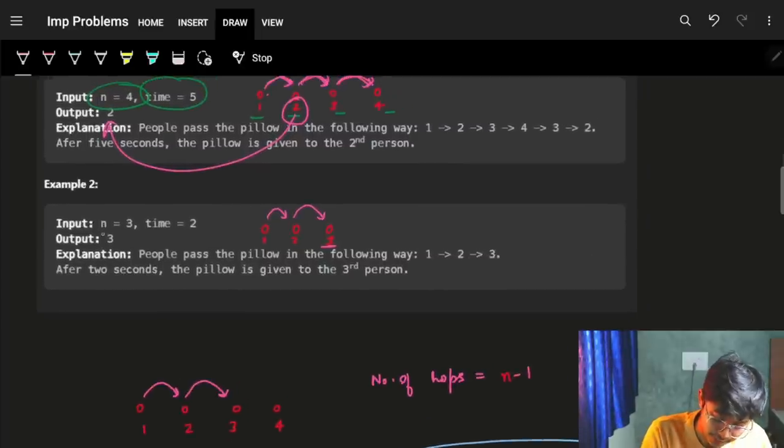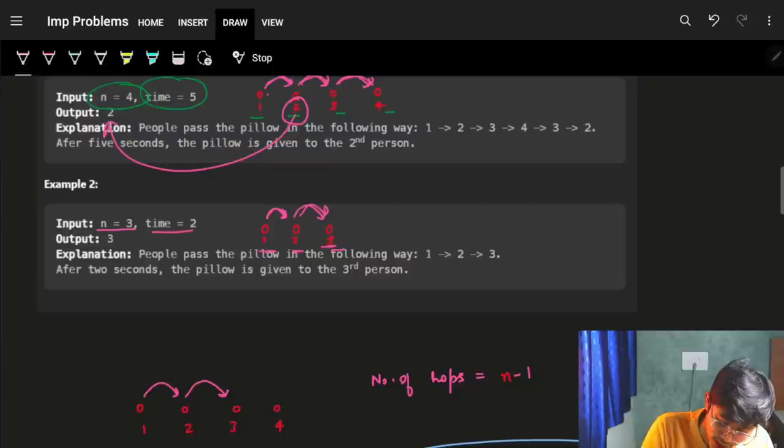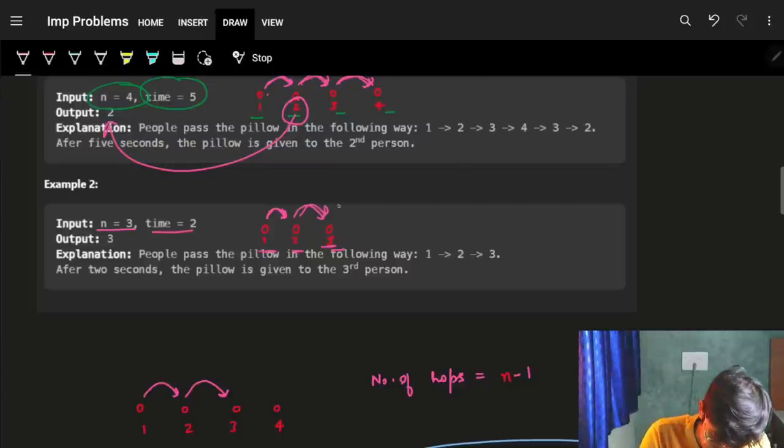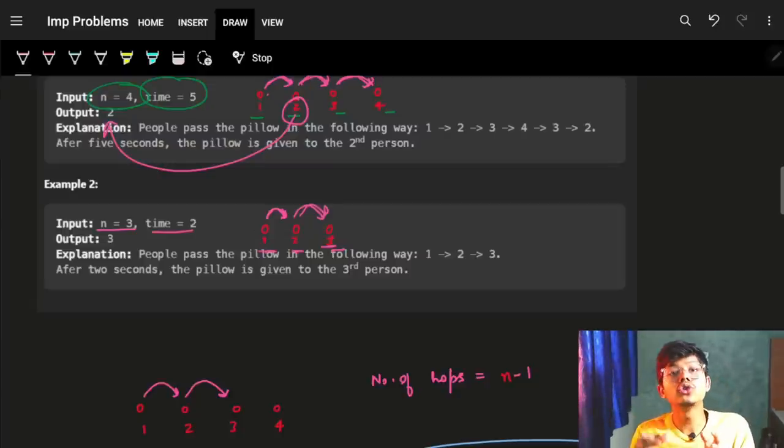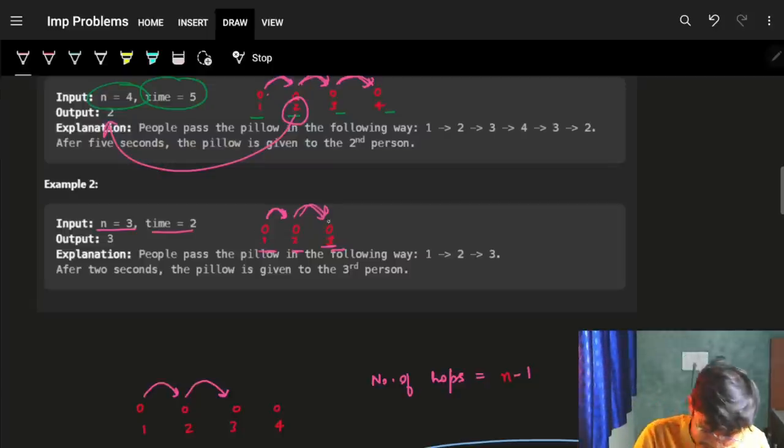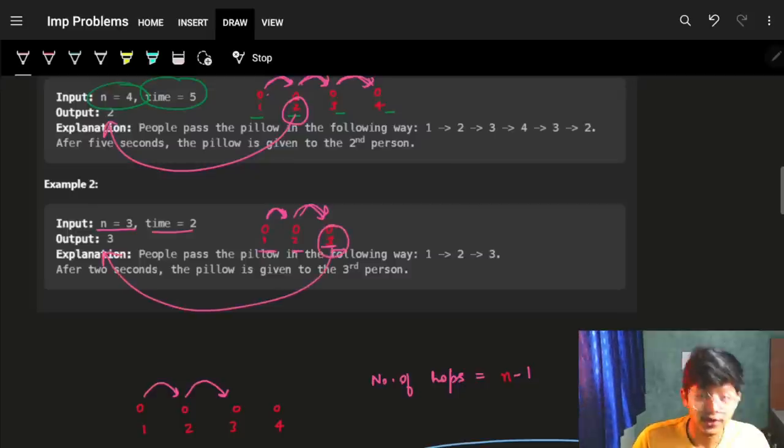For example, in the next example, n equal to 3 and time equal to 2, people standing are 3. It passes from 1 to 2 and from 2 to 3. Then 2 seconds have elapsed. Now it is standing at 3, so we need to return a 3.